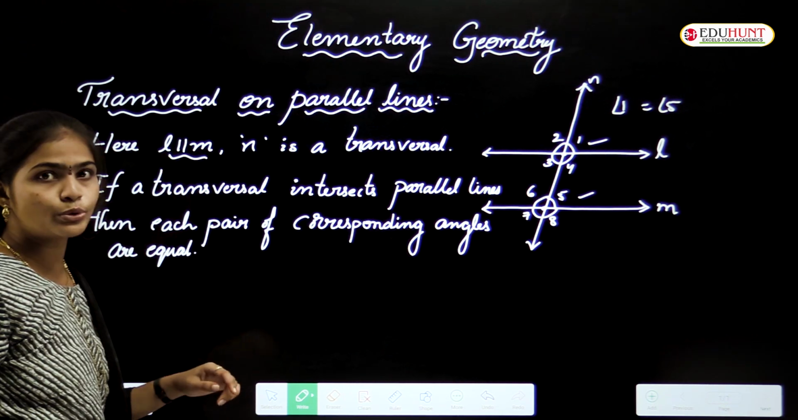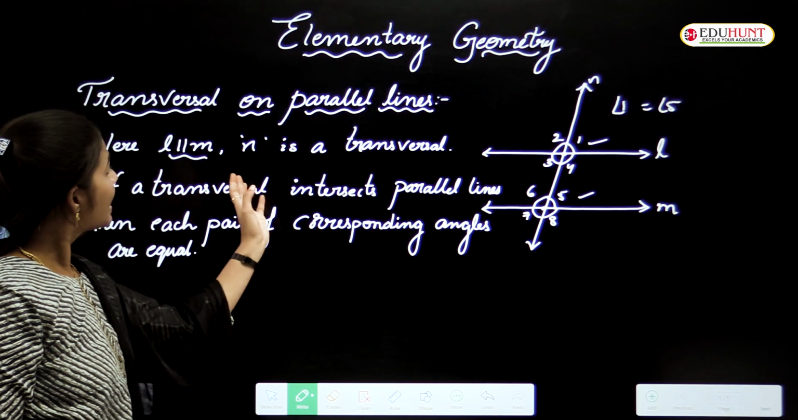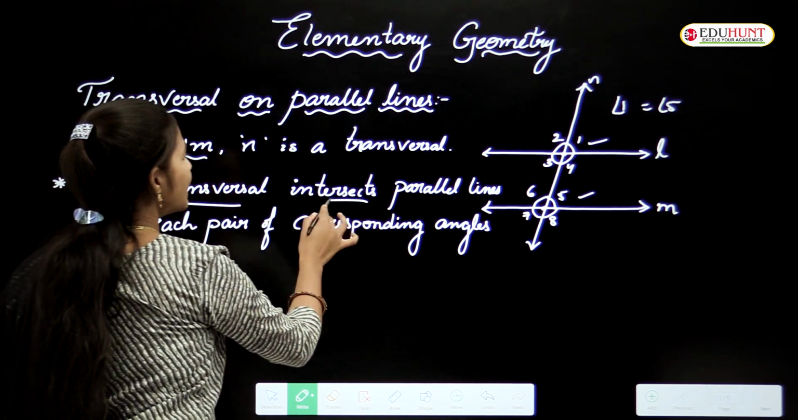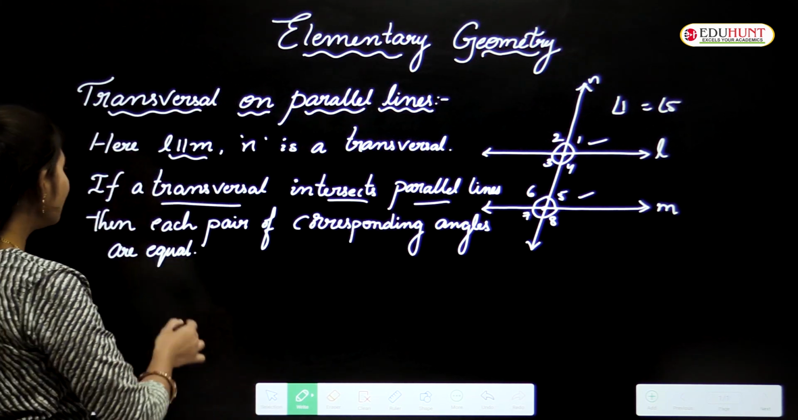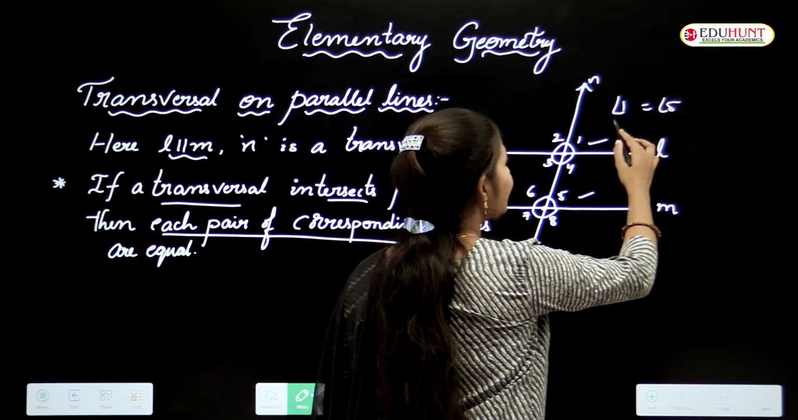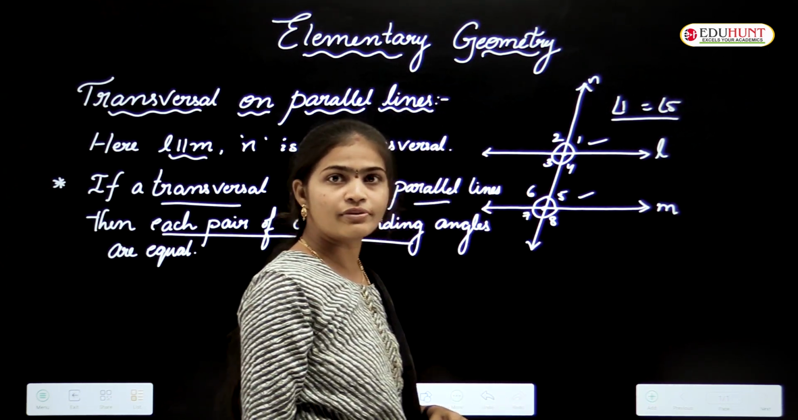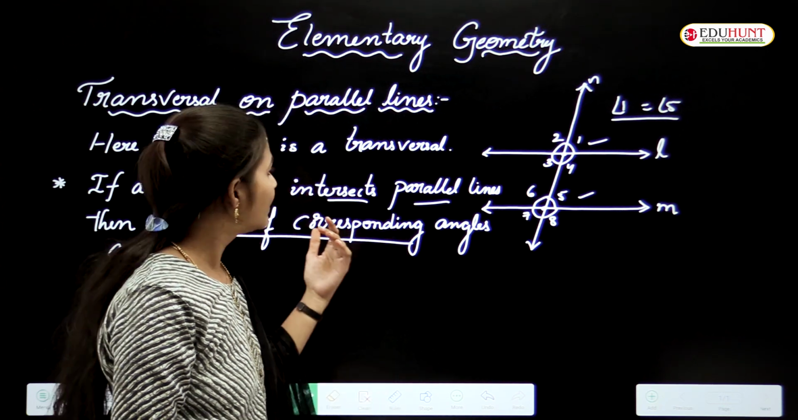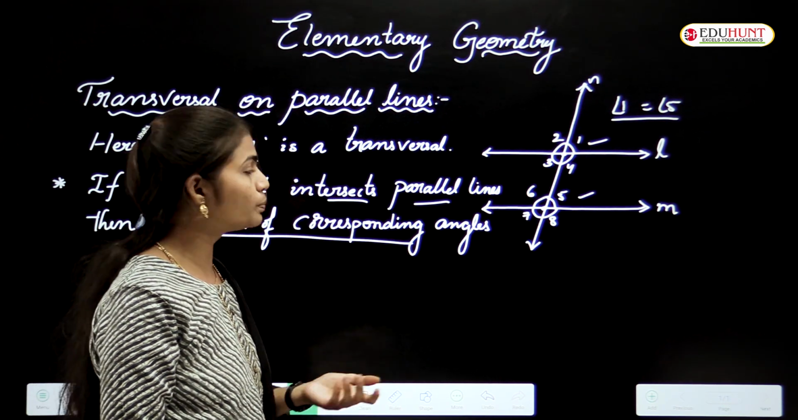And according to this question, already I am saying that L is parallel to M, and N is a transversal. Then if a transversal intersects parallel lines, then each pair of corresponding angles are equal. That's why I wrote here angle 1 is equal to angle 5. So what is the proof? To prove that one, there is no other written part.